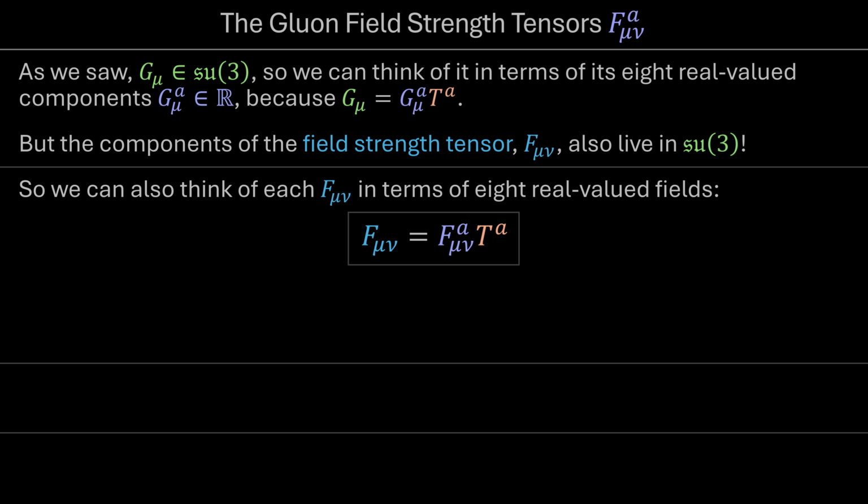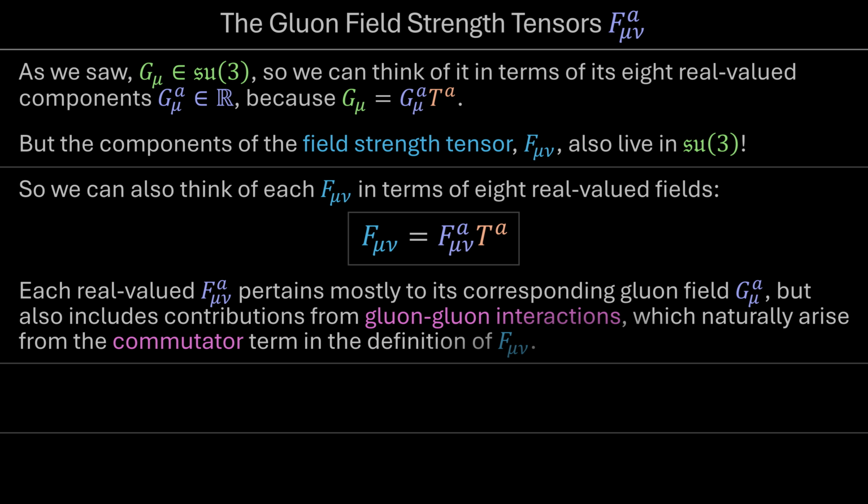Okay, so how should we think about F mu nu A? Well, it mostly corresponds to the gluon field G mu A. But you have to bear in mind that F mu nu A is also going to include energetic contributions from gluon-gluon interactions, because as we saw earlier, those naturally arise from the commutator term in the definition of F mu nu. Remember the 6 ways. And so F mu nu A is going to mostly correspond to the energy contained in G mu A, but it'll also include the energy from the interactions of the A-th gluon field with the other gluon fields. And we'll see precisely how in just a moment.